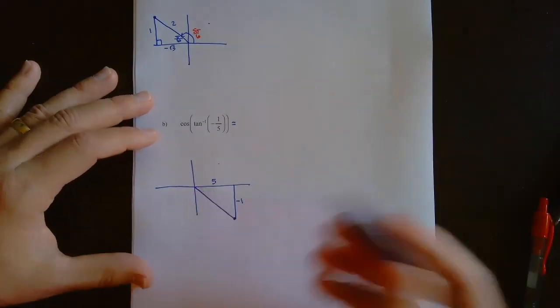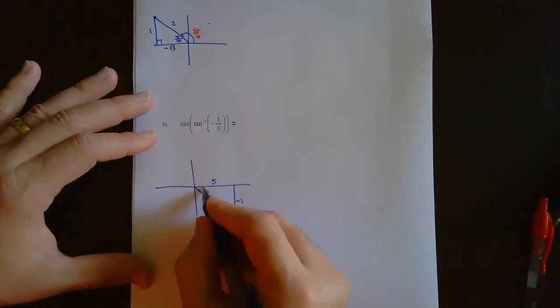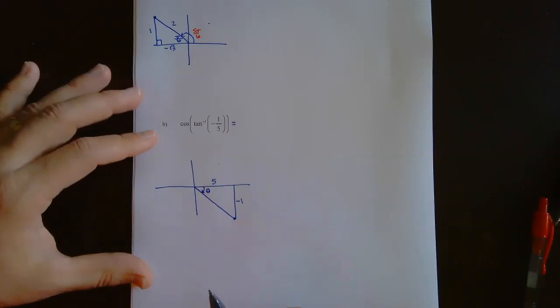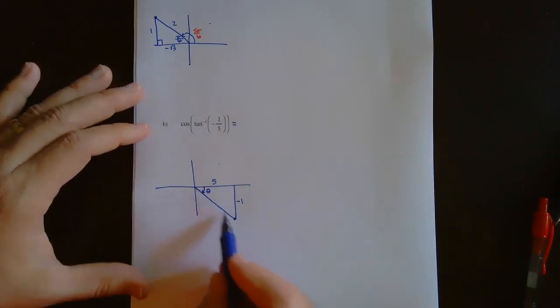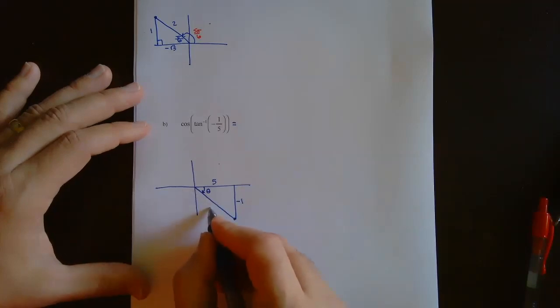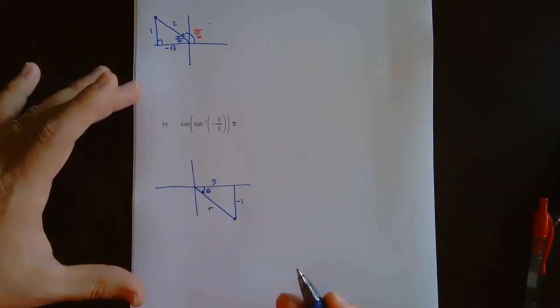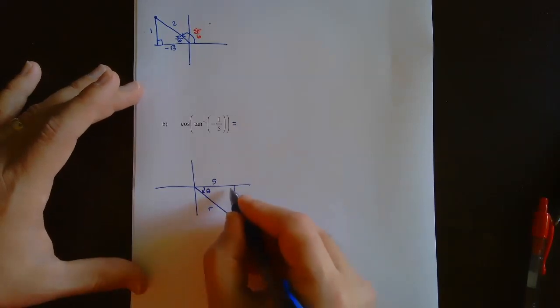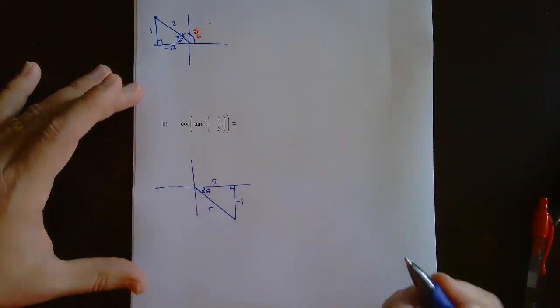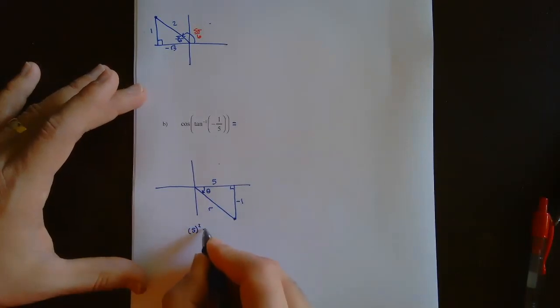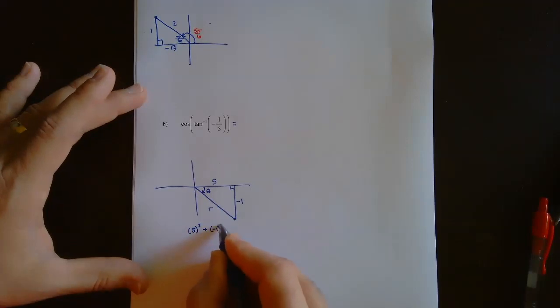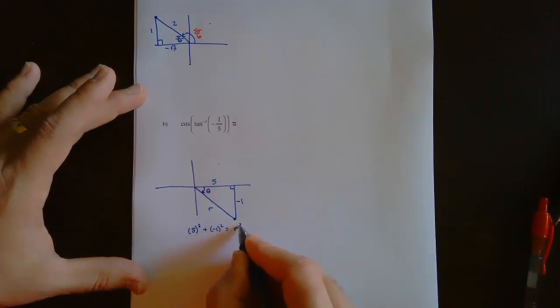These are not sides of a special right triangle, so I can just call this angle theta. This is r, and I know it has to be positive. How can I find r? Well, this is a right triangle, so I can use the Pythagorean theorem. I know my x is 5, so I take 5 squared plus -1 squared, and that's going to equal r squared.